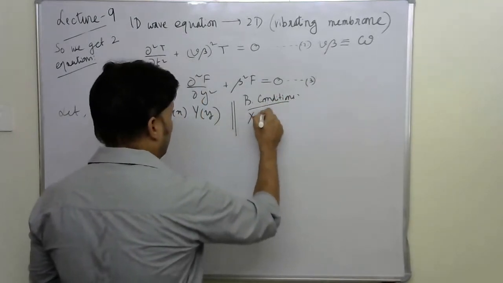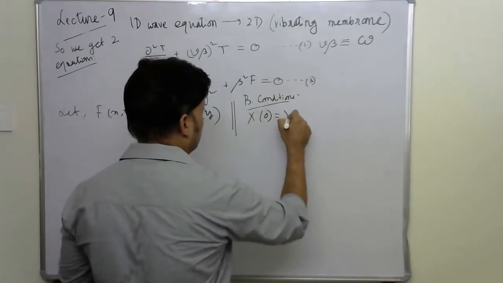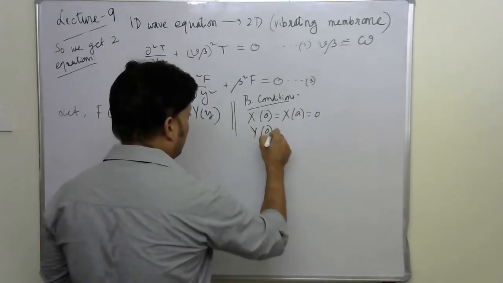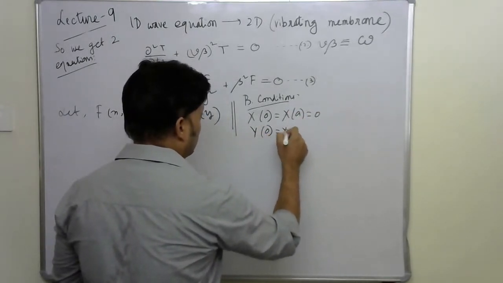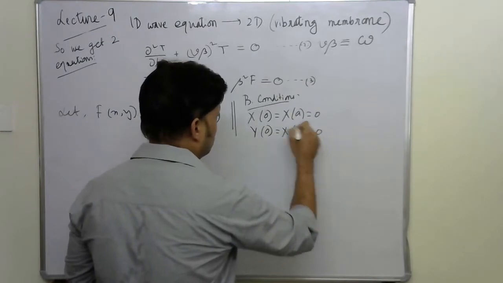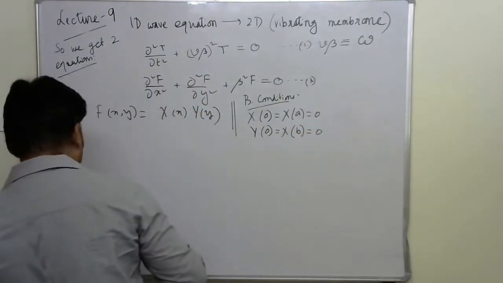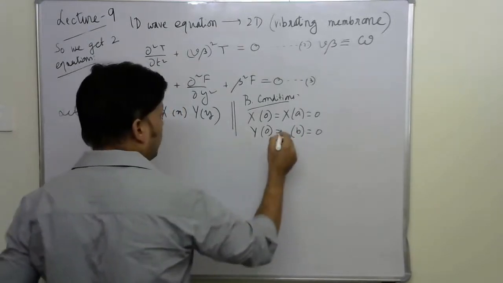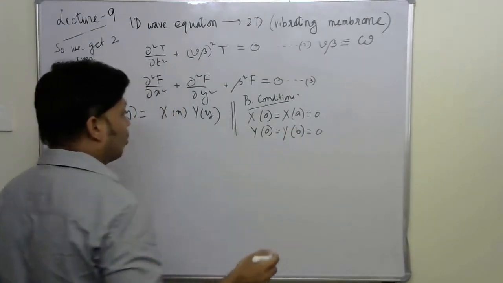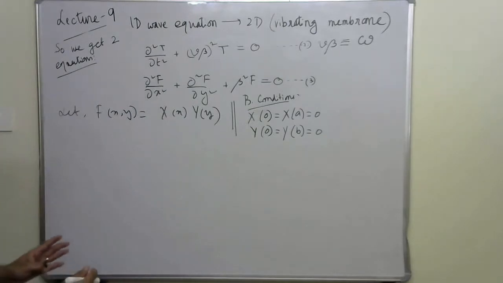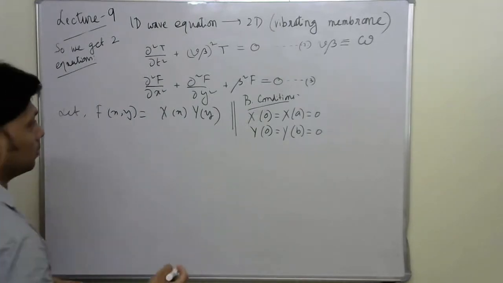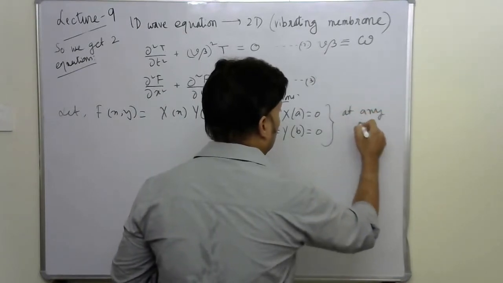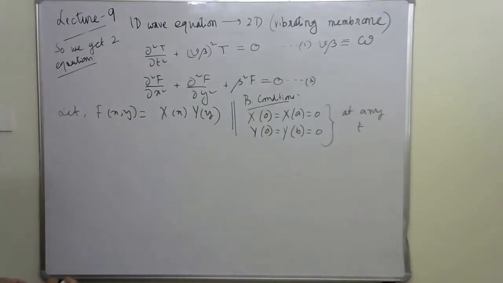At x equal to 0 and x equal to a, the function is 0, and at y equal to 0 and y equal to b, it is 0. So the y value is 0 at lowercase y equal to 0 or b, at any t. Alright, so our boundary conditions are all set.